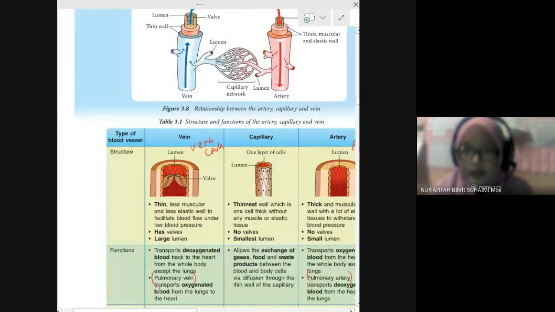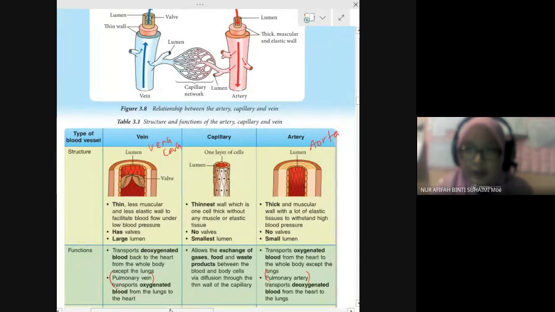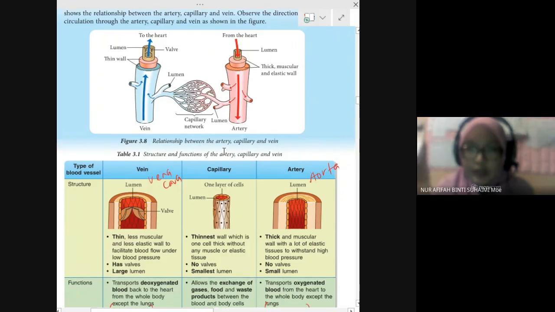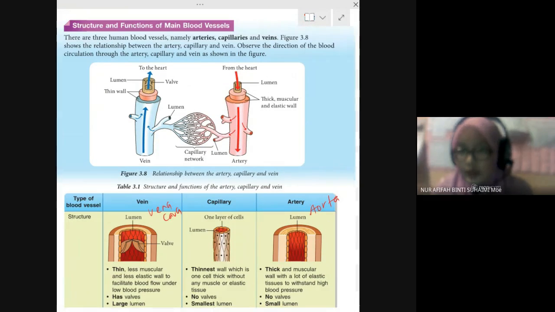This next one is the comparison between vein, artery, and capillary. Okay, I want you to.